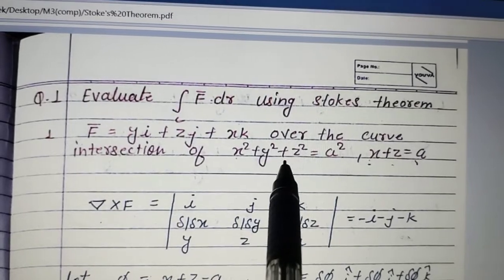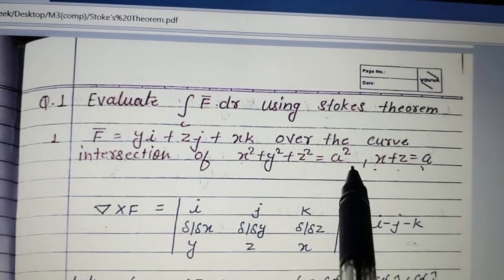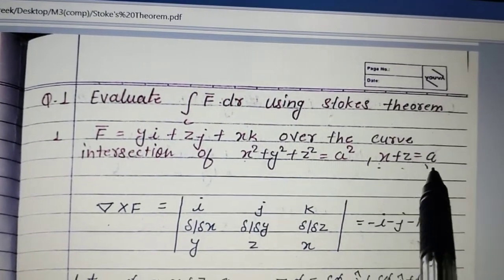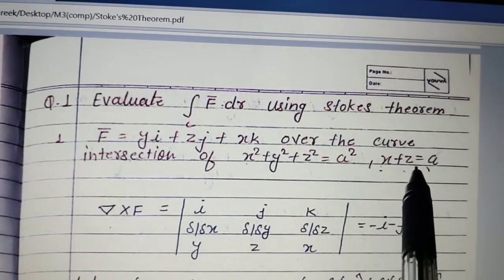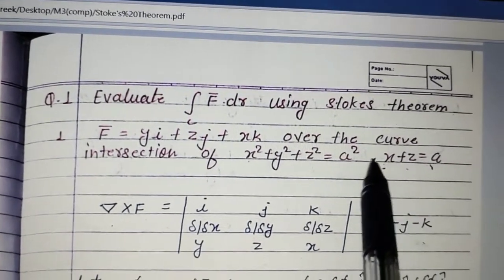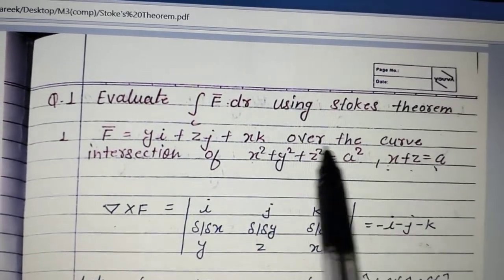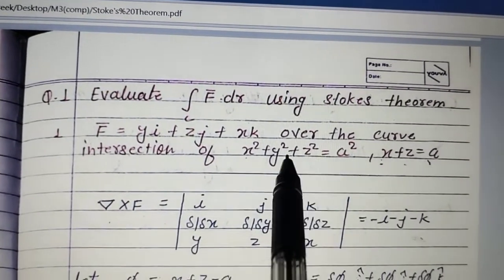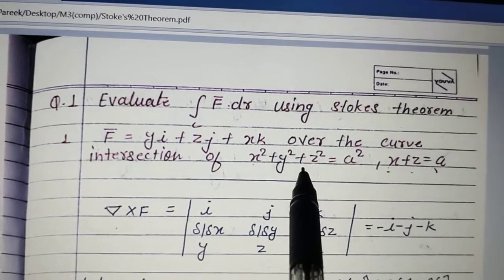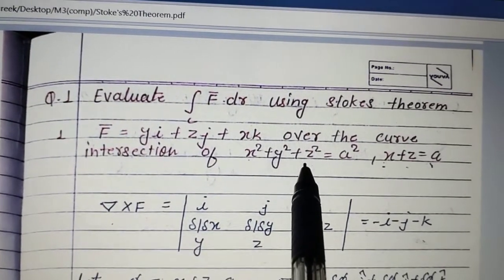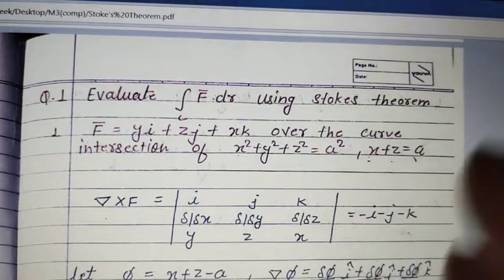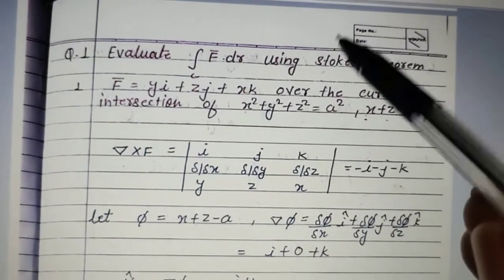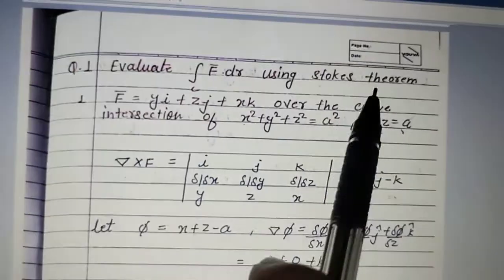The curve is the intersection of x square plus y square plus z square is equal to a square, which is the equation of the sphere, and x plus z is equal to a, which is the equation of a plane. So you know the curve of intersection of this and this, when a plane cuts the sphere, there will be a circle. Okay, so first we will solve this using Stokes theorem.